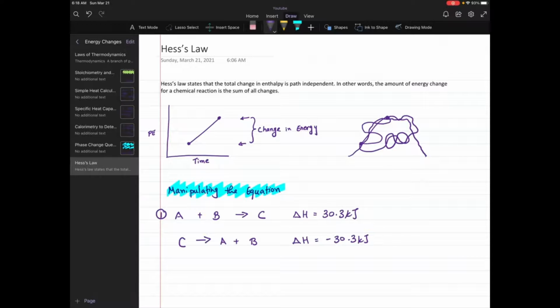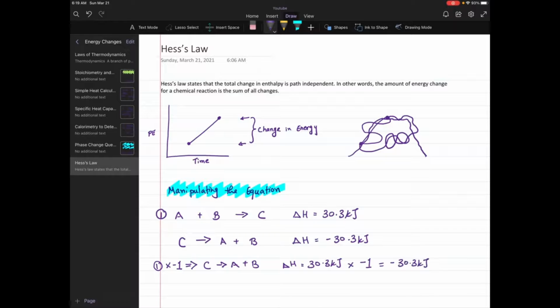So when you're writing on a piece of paper, how do you represent this information to the person who's reading it? What we essentially did is we took equation number 1 and multiplied by -1. Multiplying by -1 results in the equation being flipped. So C forms A plus B, and the delta H value, the 30.3 kilojoules, was multiplied by -1, which yielded a value of negative 30.3 kilojoules.